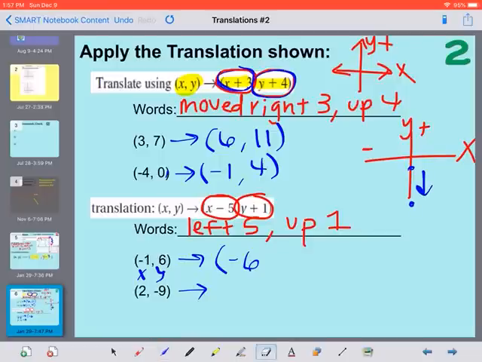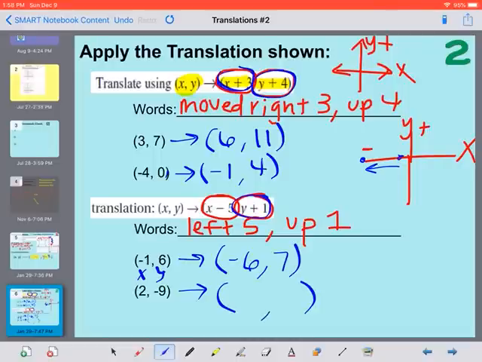Oh my gosh, I keep struggling here. We're not going up and down on x, we're going left to right. So my x, if we were at negative 1, we went 5 more to the left, so now we're at negative 6. And my y part of my coordinate, we were at 6, and we have to add 1 to that, so now we're at 7.